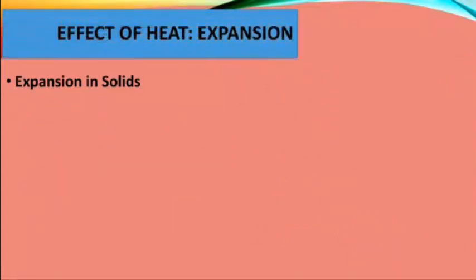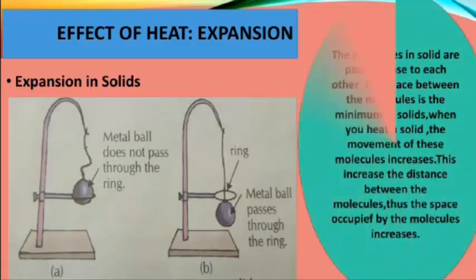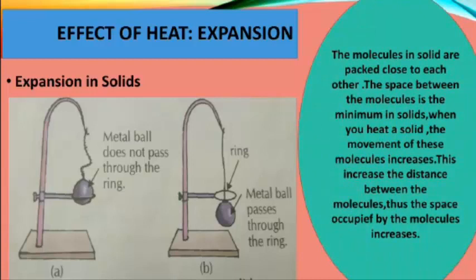Now, let us discuss the effects of heat. When you heat an object, many changes take place. To understand this, let us do a simple activity. Children, when you heat a solid, the movement of molecules increases. This increases the average distance between the molecules. Thus, the space occupied by the molecules increases.